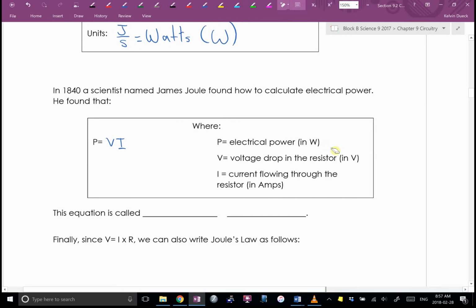P is electrical power in watts, V is the voltage drop in volts, and I is the current flowing through the resistor or the load. The textbook calls them loads. I was always taught to call them resistors, and so I'll flip-flop between the two. It's an appliance or an iPod or whatever electric device we're running. This equation is called Joule's law.